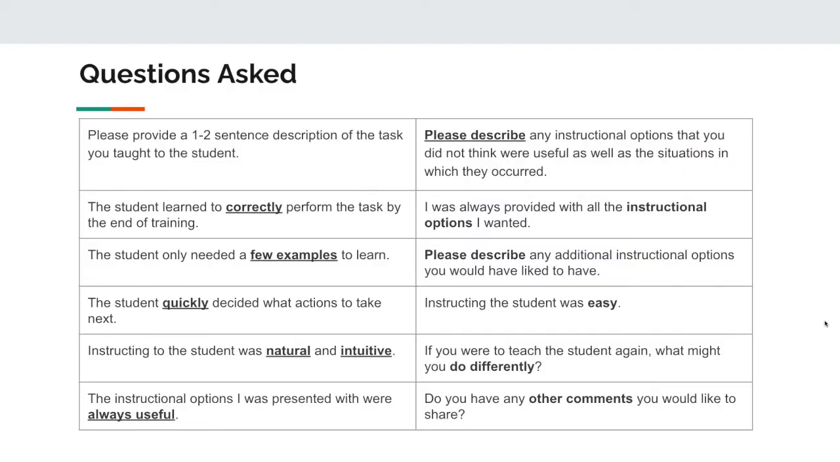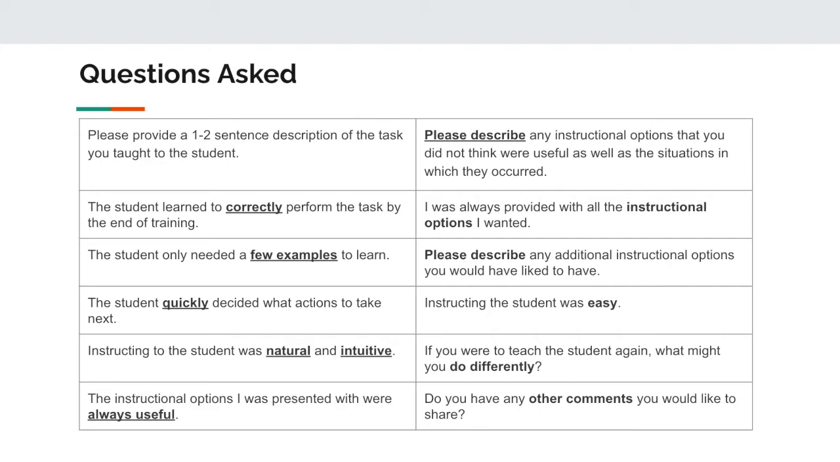Now in the survey portion, both the student and the teacher are asked both qualitative and quantitative questions. As an example, they might be asked, on a scale from strongly disagree to strongly agree, if the student did the task correctly, or if the teacher taught correctly. Other things like, did the student only provide few examples, or did the student complete the task quickly? Was it natural or intuitive to instruct the student?